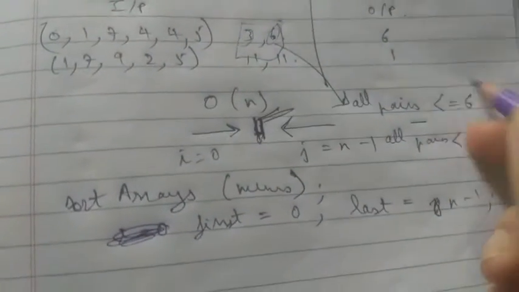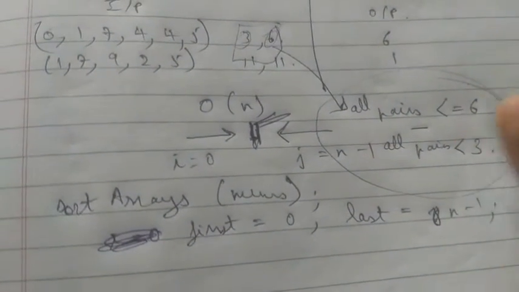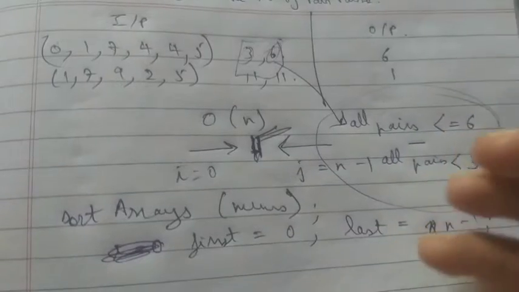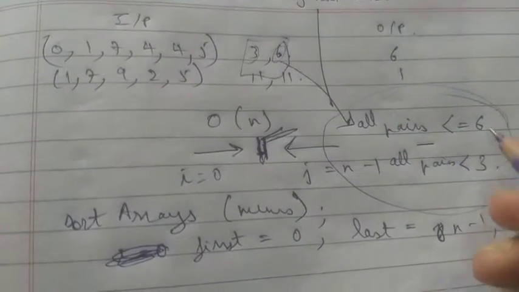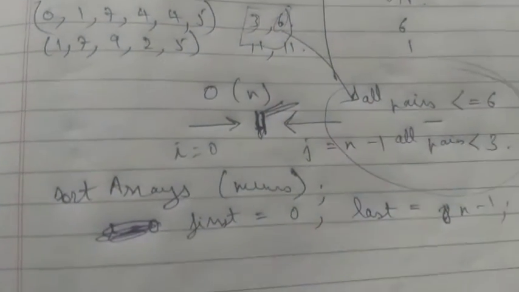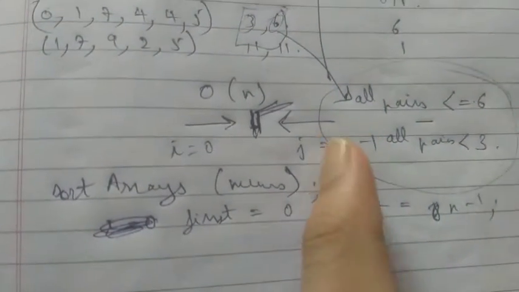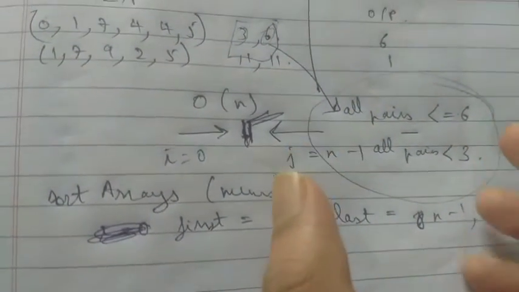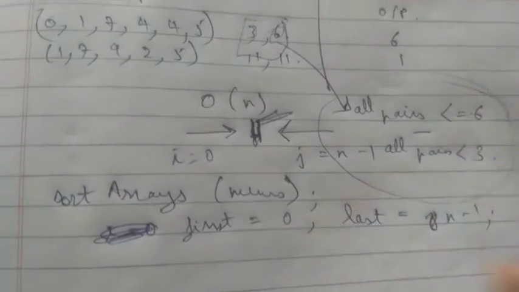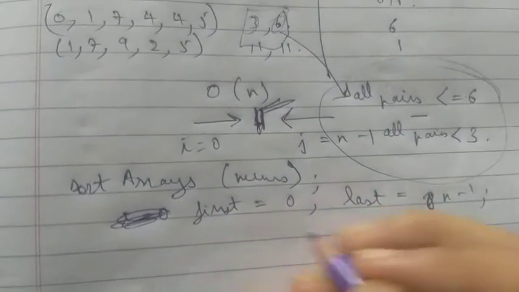This is basically, if you know the set theory, what it means. Okay, so that's the thing. I think this is simple logic. If you don't get it, I can't explain it more. That's it. So first equals 0, last equals n minus 1.